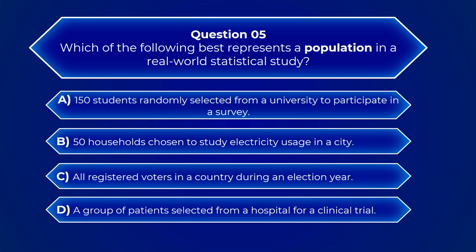Question 5. Which of the following best represents a population in real-world statistical study? Answer A. 150 students randomly selected from university to participate in survey. Answer B. 50 households chosen to study electricity usage in city. The answer C. All registered voters in country during election year. Or the answer D. Group of patients selected from hospital for a clinical trial.